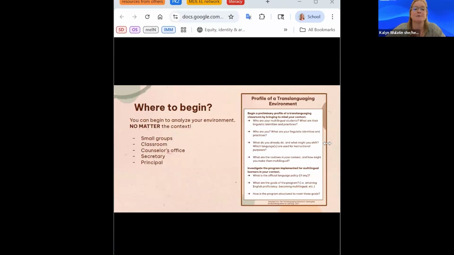So as you prepare yourself to jump in, you can begin no matter where you're starting. Do you work with individual students or small groups of students? Do you have a whole classroom? Are you in the counselor's office? Are you admin or admin adjacent? Again, what are you doing and what might you shift? This document again is on the Padlet, so you can begin a preliminary profile and just think, what are those little steps that I can begin to take?